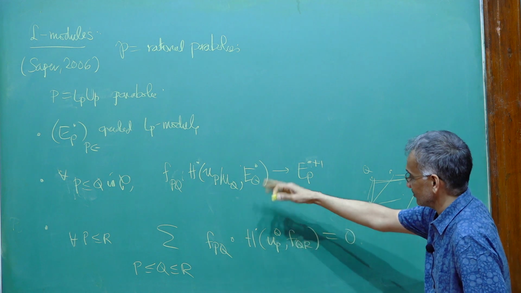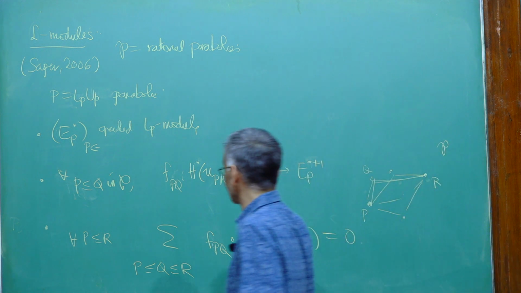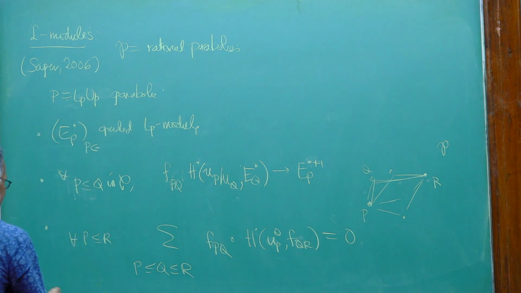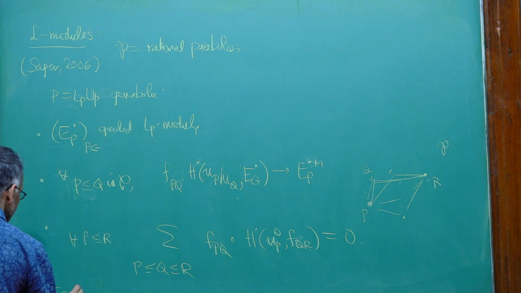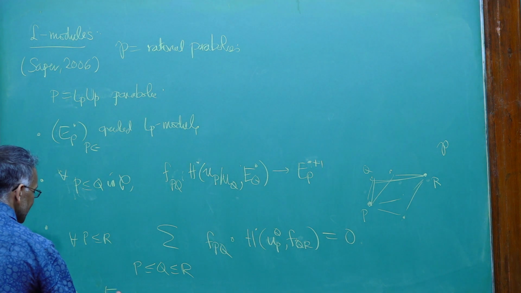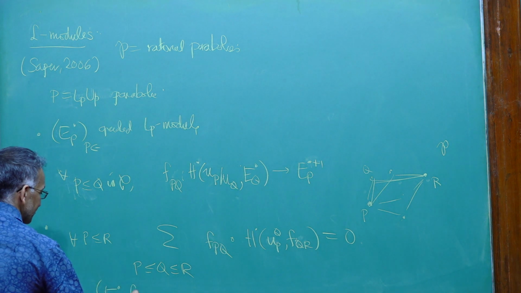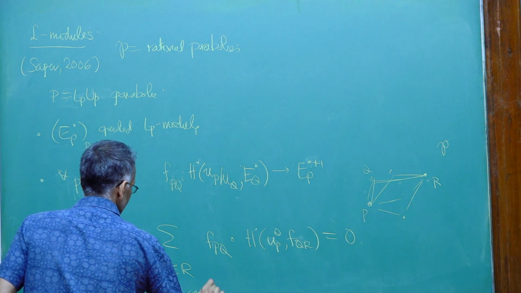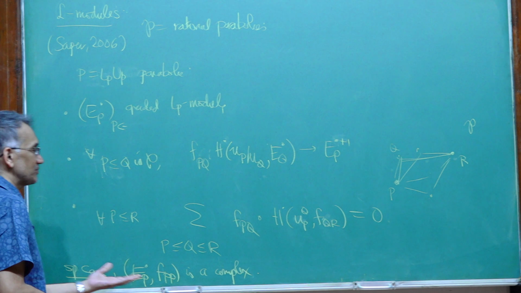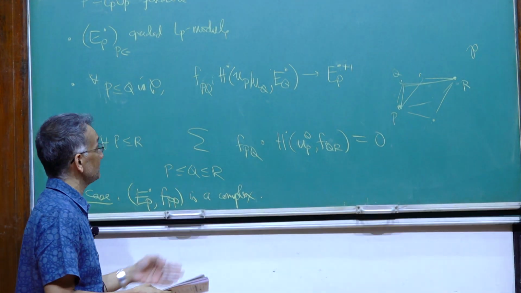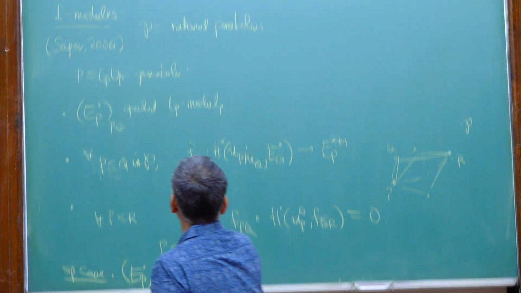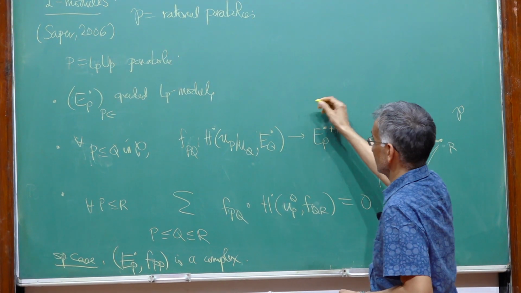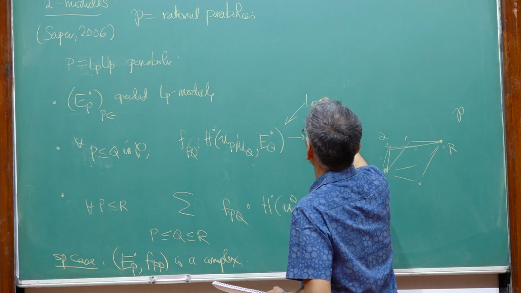To make it compatible, you have to take a Lie algebra homology functor. And all these ways of doing this is 0. Okay? So, special case: E_P, the graded module, and F_P is a complex. Namely, it's a complex of vector spaces or L modules. These are homomorphisms of L_P modules. So this is an L_P homomorphism.